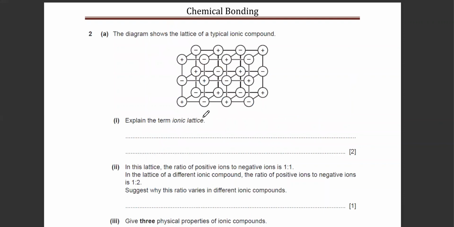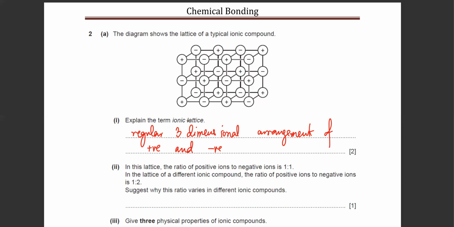Next is explain the term ionic lattice. Remember we did explain this. A lattice is a regular arrangement of particles. Ionic means it's a regular three-dimensional arrangement of particles. But since it's specifically an ionic lattice, it's a regular three-dimensional arrangement of positive and negative ions.